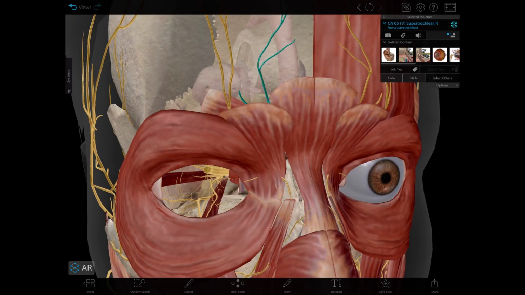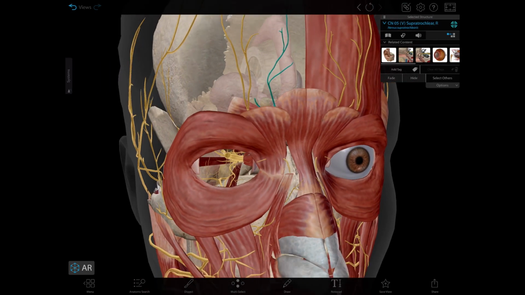Meanwhile, the supratrochlear nerve passes above the trochlea of the superior oblique muscle, and it supplies the upper eyelid, the forehead, and the anterior scalp, medial to the supraorbital nerve.